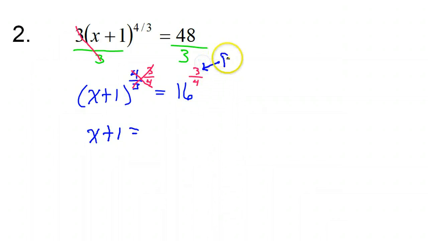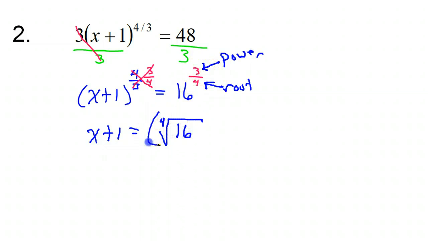Remember that this is power over root. So I'm talking about the 4th root. So let's start with that. I've got the 4th root of 16, and then 3 is the power, so I'm going to put that out here. So the 4th root of 16.